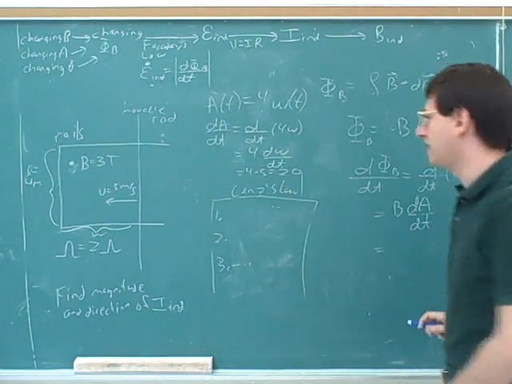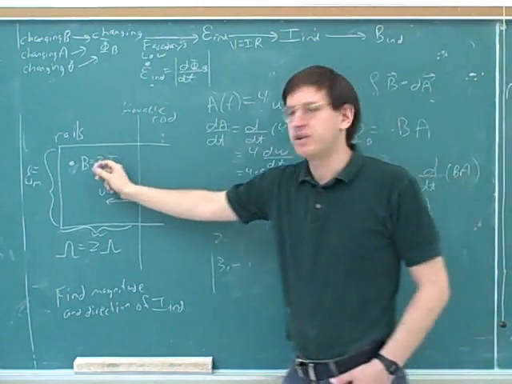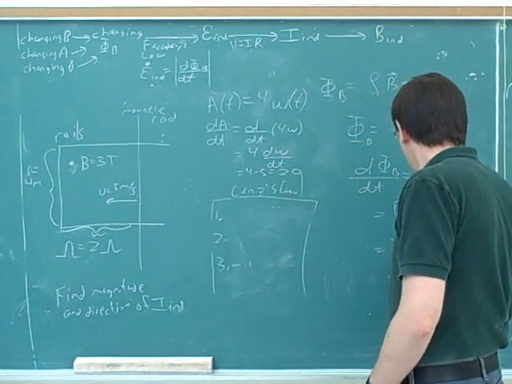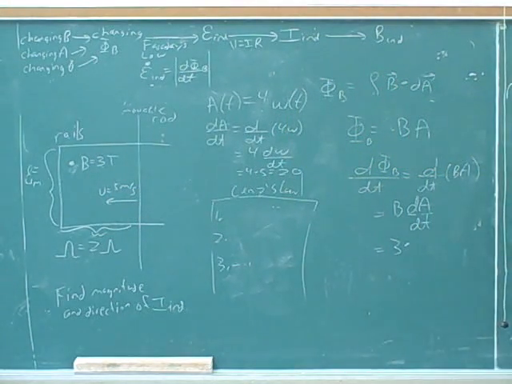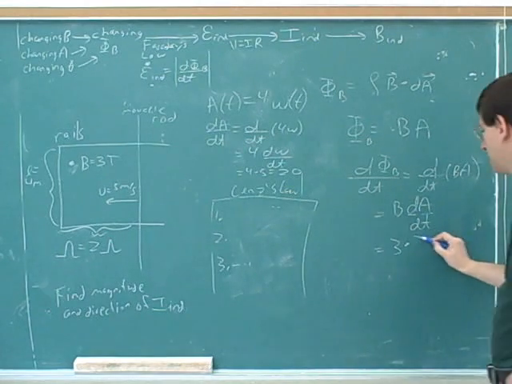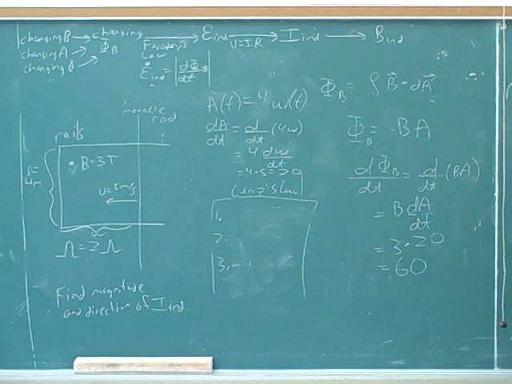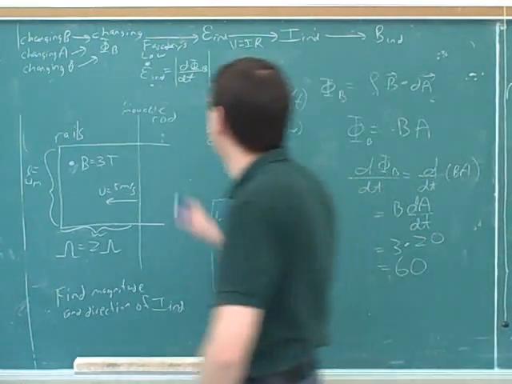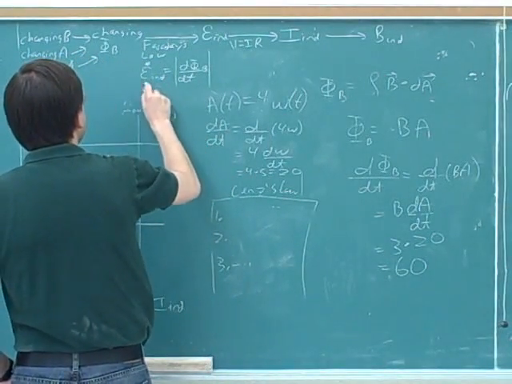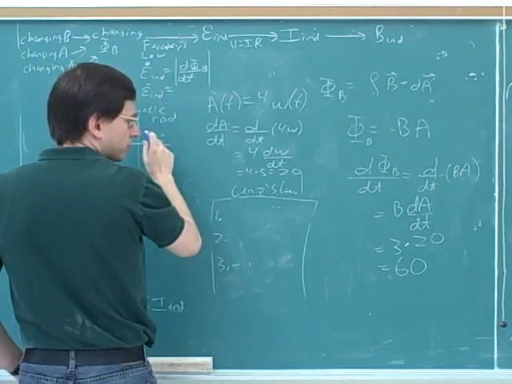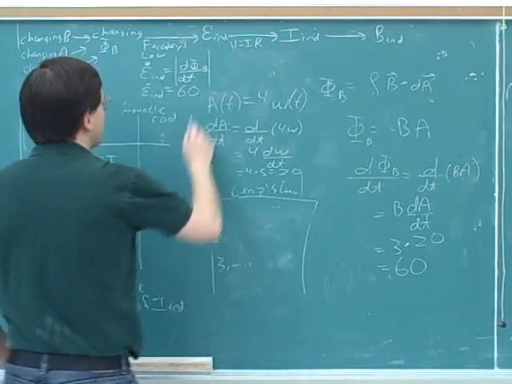All right, so plugging in here, we know that we can plug in 3 Tesla for B. And what are we going to plug in for the derivative of the area? 20. So this comes out to be 60. Okay, good. So let's finish off the problem. Okay, so now that we've found the change in flux, we know that that's equal to the induced voltage. That tells us the magnitude of the induced voltage will be 60 volts.